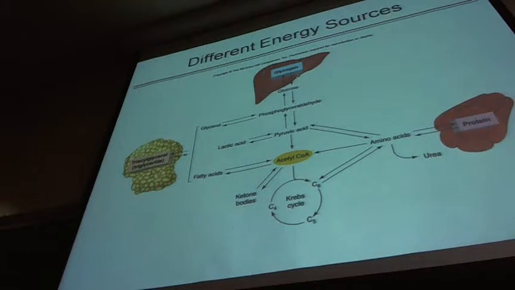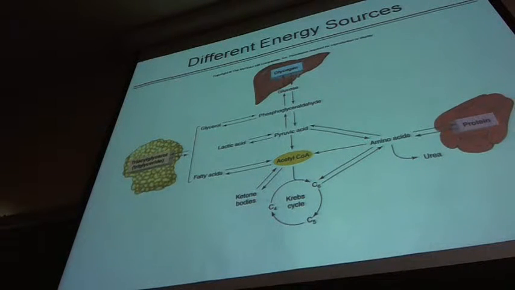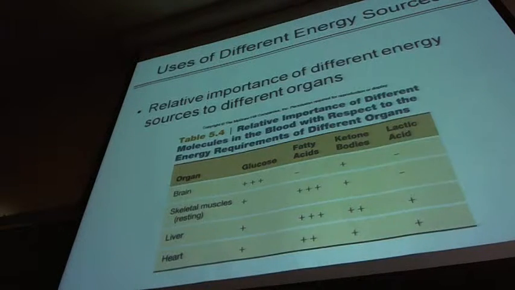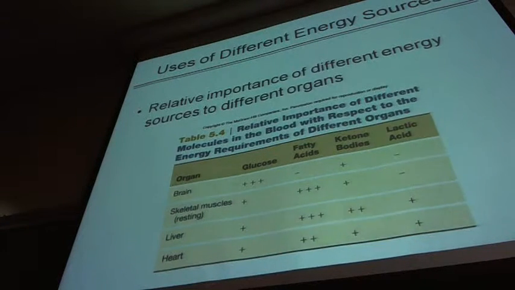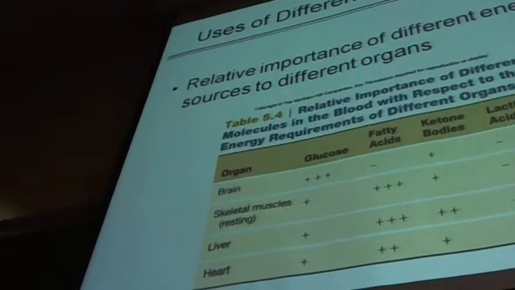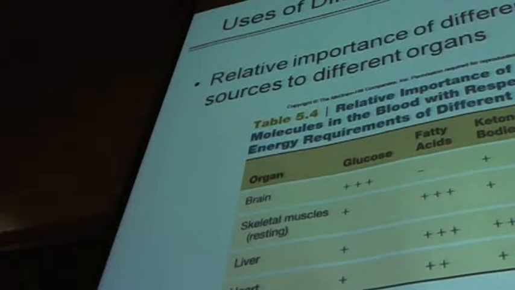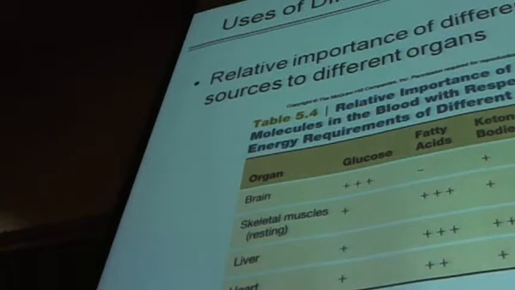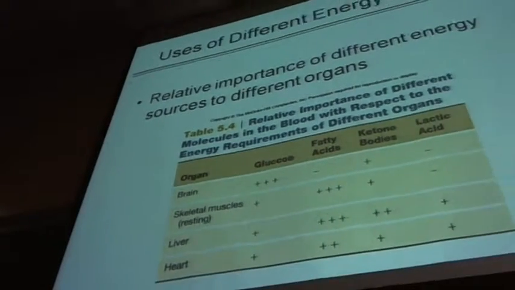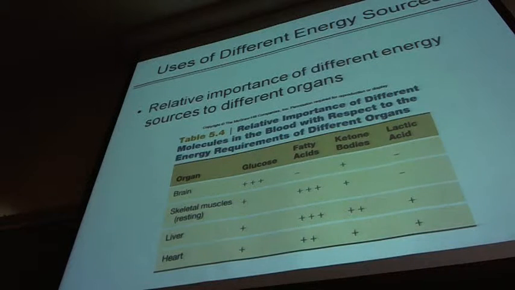Different energy sources. Glycogen, glucose, this again is in your book, we've talked about this. Protein, fats, glycogen, glucose. This is just what organs use them. Brain uses almost entirely glucose, a little bit of ketone. Skeletal muscles, fatty acids. Like I had said, as you work out, you build up the ability of the skeletal muscles to use fatty acids. Livers, fatty acids, hearts, glucose, and fatty acids.